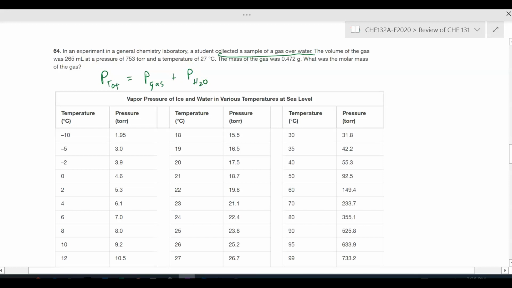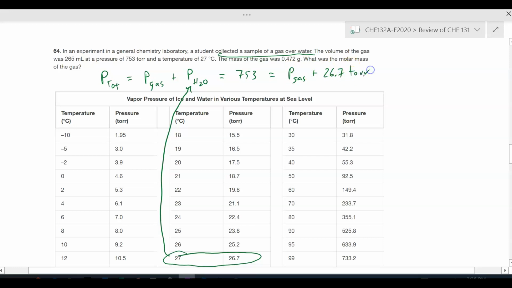As you bubble the gas through the water, it picks up water vapor, and that is totally dependent on the temperature. So if I go to this table, which I copied from the textbook here, this gets me the value for the vapor pressure of the water in torr. So it's 26.7. So we had 753 torr as our total pressure, and that's equal to the pressure of the gas plus that 26.7 torr. This is torr. So again, this is my total pressure. So my pressure of my gas is actually 753 minus 26.7 torr.